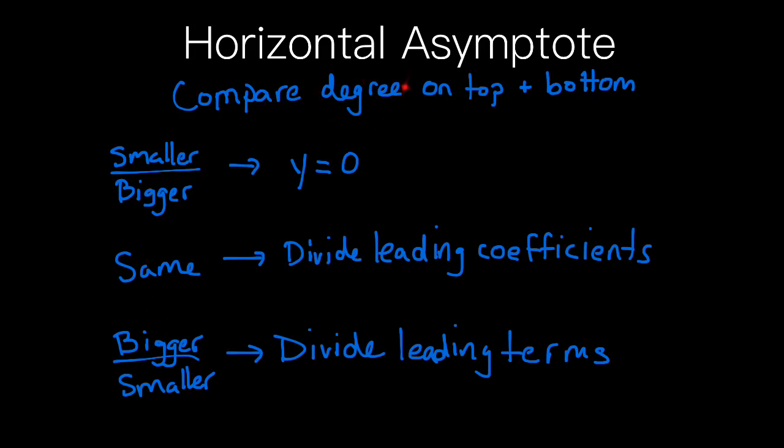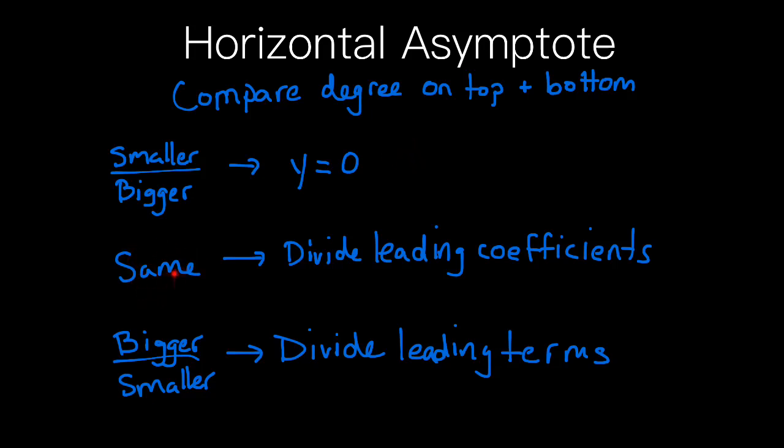Okay, but we compare the degree on top and on the bottom. If the degree on top is smaller than the degree on the bottom, our horizontal asymptote is y equals 0. The reason for that is, let's say we have x on top and x squared on bottom. As we go out towards infinity, x is so much smaller than x squared that x divided by x squared is practically 0. So as we go out really far, we get closer and closer to 0.